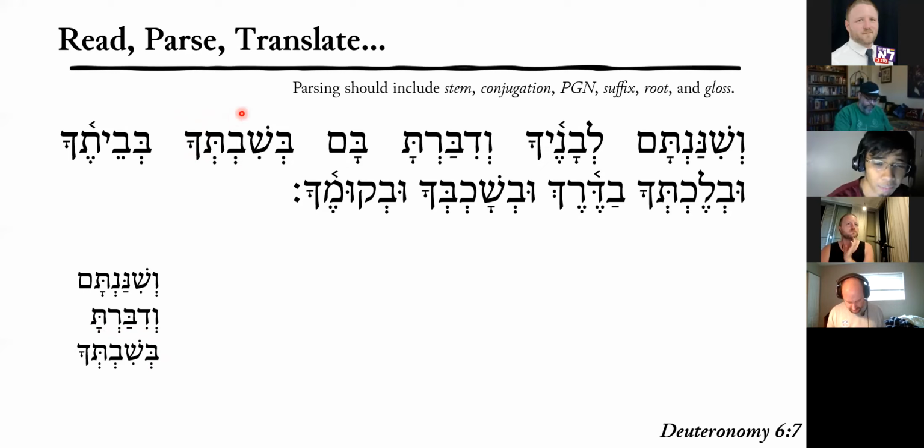Shivtecha. But I don't recognize what stem this is. It's unfamiliar to us, right? The infinitive construct here is shevet. Shevet. The taf is added in there. It's not part of the root. The root is yod shin bet.